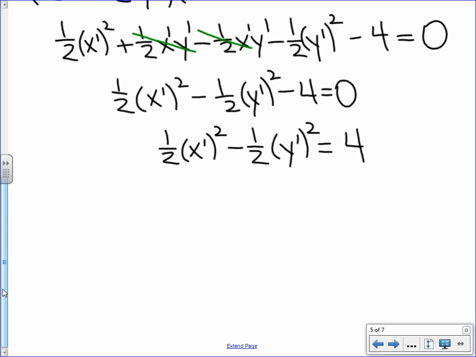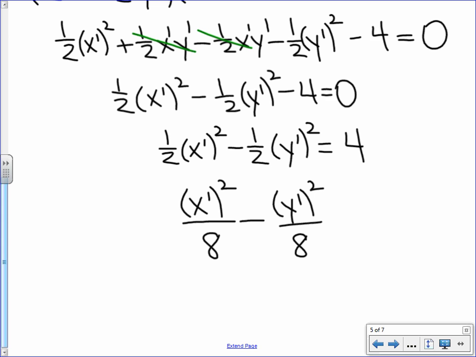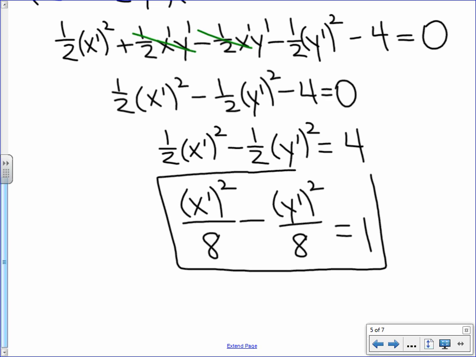And as I divide by 4, I'm going to rewrite this a little bit. We don't want to write 1/8 x prime squared. We want to write x prime squared over 8, minus y prime squared over 8 equals 1. And there is our hyperbola.